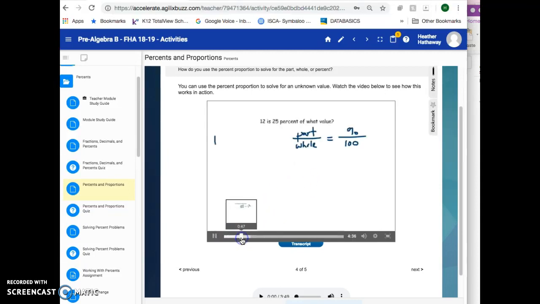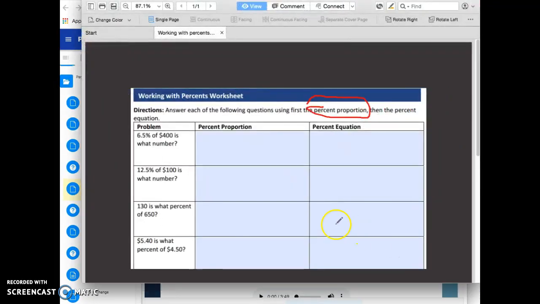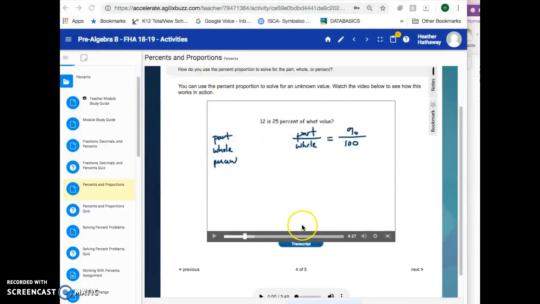So I'm going to fast forward it just a little bit. She's going to identify each of those pieces again. So here's the question. 12 is 25% of what value? I'm going to pause it though real quick so we can look again at your worksheet. Look at that. It's very similar to these questions on here. So that's why I want you to watch this video very carefully and take exact notes on every single example that she presents you. Okay?